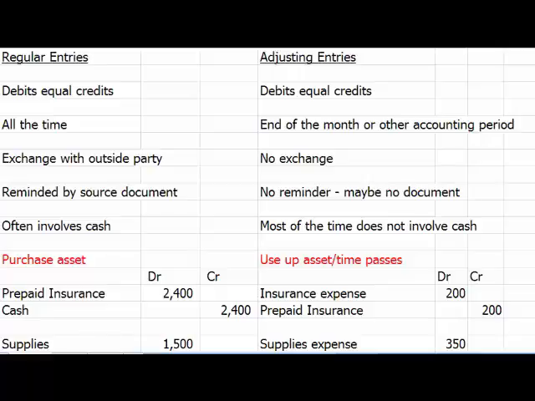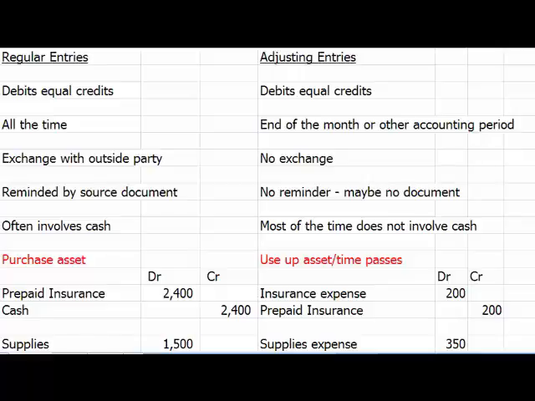With regular entries, they're generally an exchange with an outside party. With adjusting entries, that is not the case. Usually this is an internal only type of scenario in that we need to keep track of what's happened and record it, but it does not affect outside parties if we do not record it or have it properly recorded.